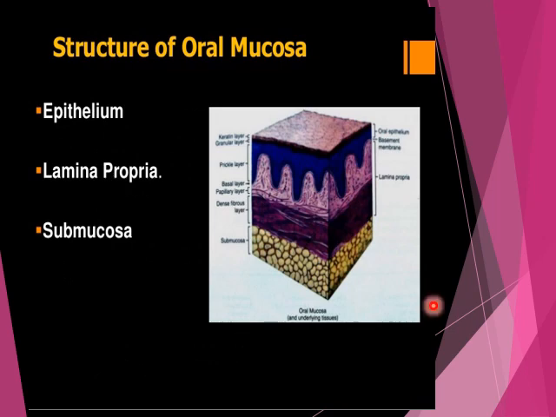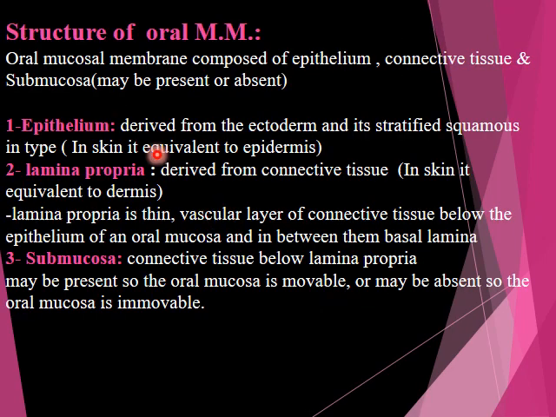Structure of oral mucosa. As we said, the oral mucosa is composed of a surface layer, which is the oral epithelium. This is the oral epithelium. And the second layer is the connective tissue, which is called lamina propria. This is the lamina propria, this is the papillary part, and this is the reticular part of lamina propria, and submucosa. So the oral mucous membrane is composed of epithelium, lamina propria and submucosa.